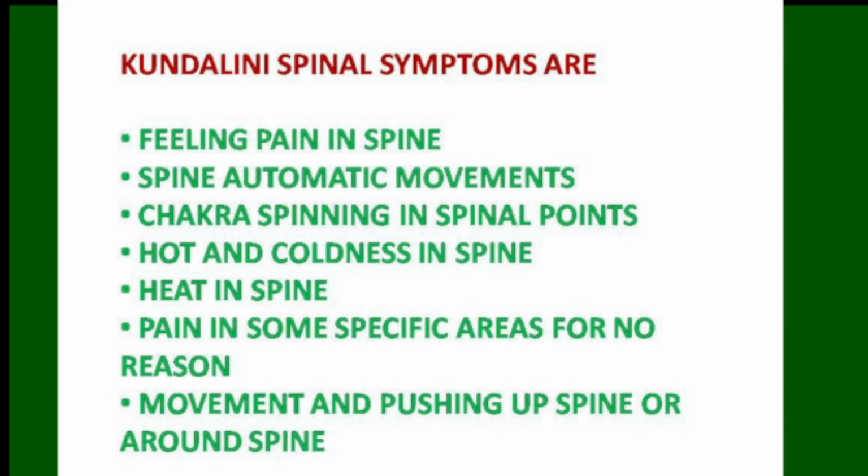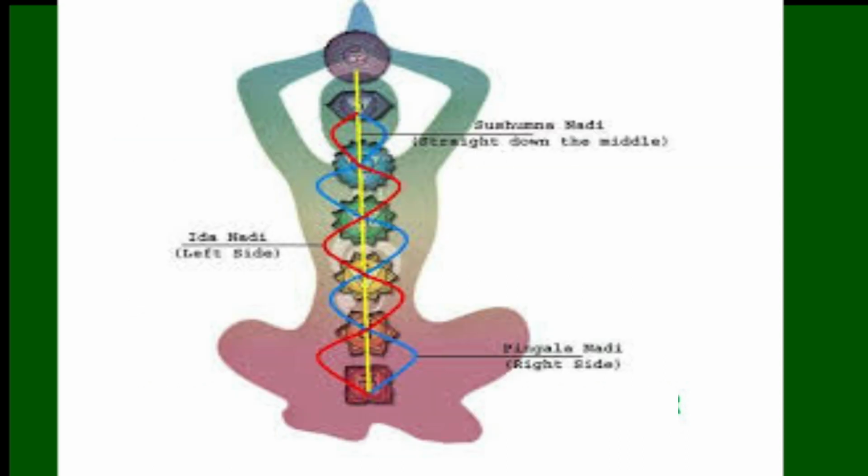The second symptom is that the spine starts moving automatically. That is, especially when somebody is in a meditative state or when they are just relaxing, they can feel that their spine is moving. This can be felt even at the initial stages of a Kundalini awakening process. The reason this happens is that the Kundalini is trying to move through our spine to reach the Sahasrara chakra.